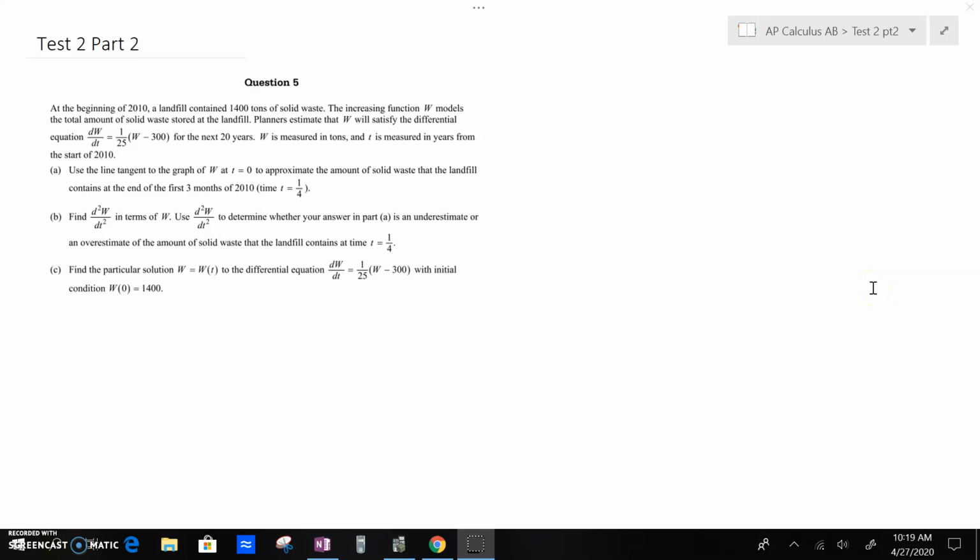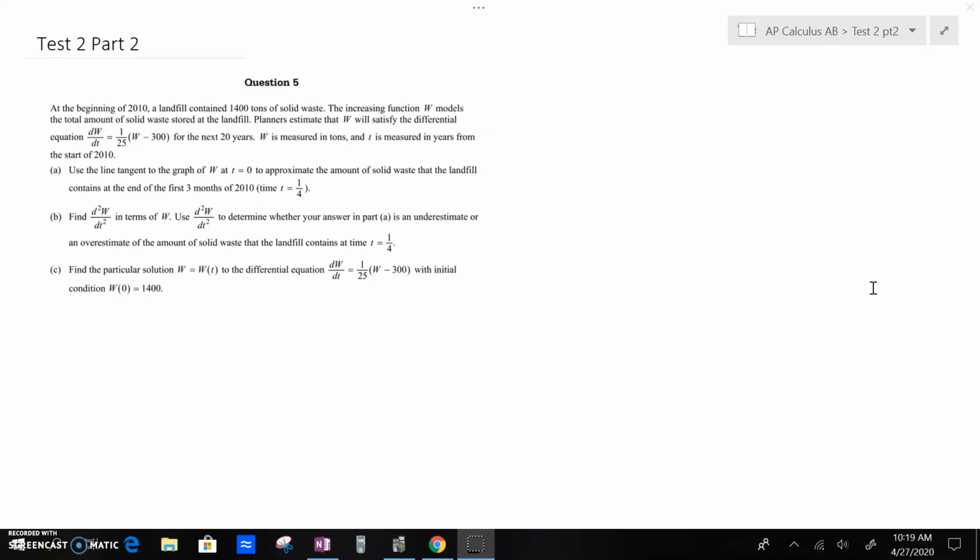Okay, so this is test 2, part 2, the second question out of the 3. It's question number 5 on this particular exam, which is a no calculator question. And this is at the beginning of 2010, a landfill contained 1,400 tons of solid waste, which is a lovely thought. The increasing function, W, models the total amount of solid waste stored at the landfill.